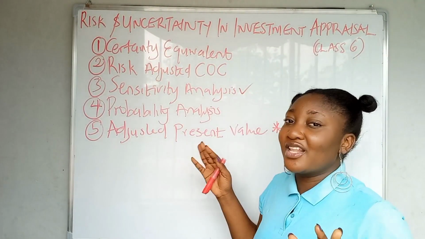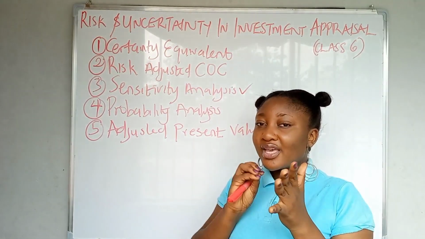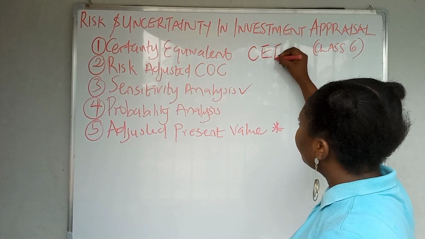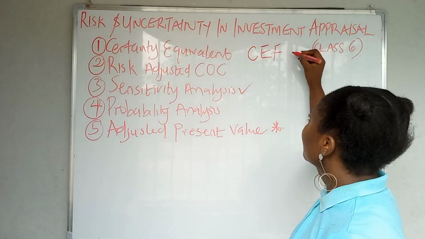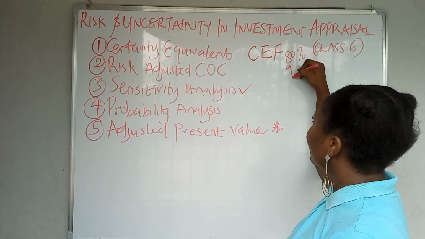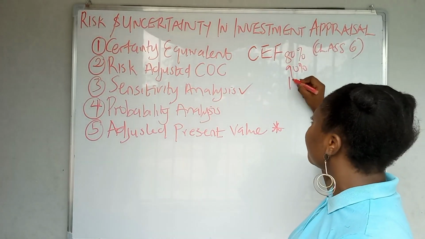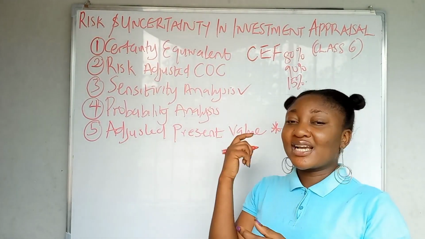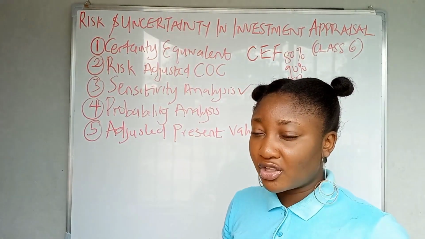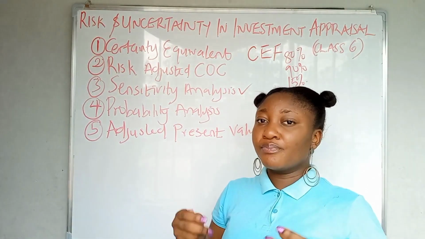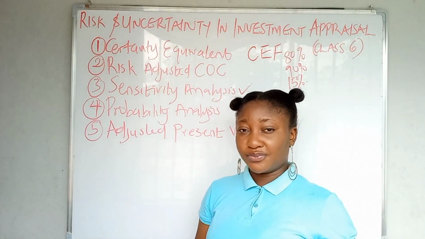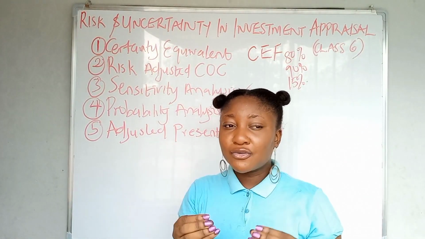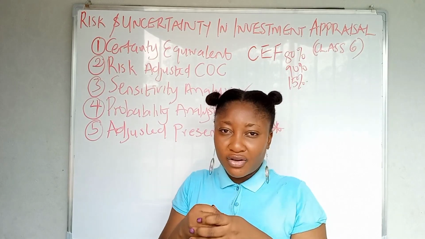The certainty equivalent is an approach that gives you a certainty equivalent factor. It is always in percentage, maybe 80%, 90%, any percentage. It could be 15%. That certainty equivalent factor is what you use to multiply by the expected cash flows that you are given, to get an adjusted cash flow that you now use in your investment appraisal. So certainty equivalent is looking at the cash flows or the proportion that you are certain of. That's just what it means.